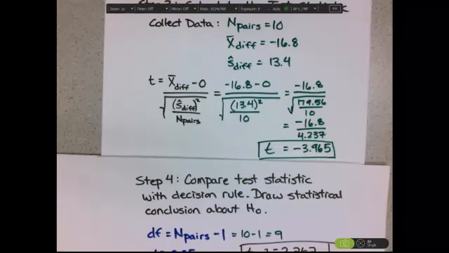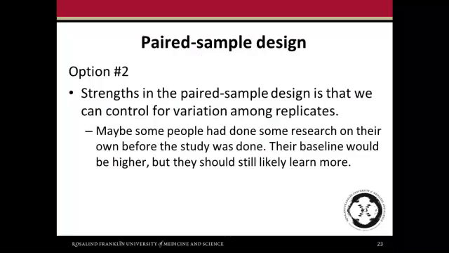And that's important. So in the paired design for option number 2, there are strengths in this design, and that is that we can control for variation among our replicates. So if maybe some people had done some research on their own before the study was done, they would have a higher baseline score, but they should still likely learn more. And if we just had some random people sampled in each of the treatments, like we did for the first analysis in the independent samples, you cannot control for that. So in some cases, the paired design, where it's possible, can give you more power.